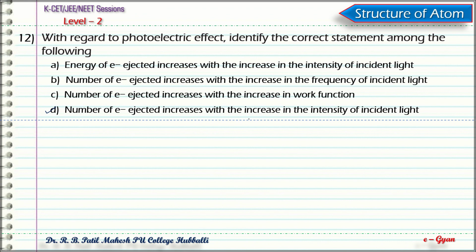Number of electrons ejected increases with increase in the intensity of incident light. Whenever we are talking about energy, energy is directly proportional to frequency, whereas the number of electrons ejected is directly proportional to the intensity of incident light. The correct option is option D. Moving to the next question.